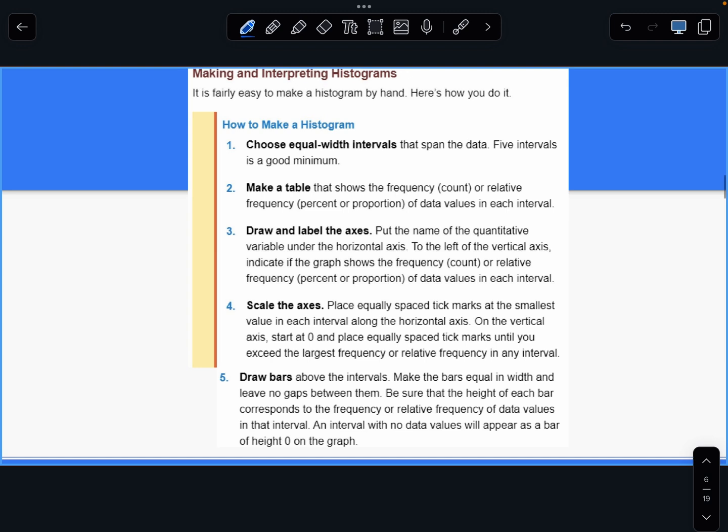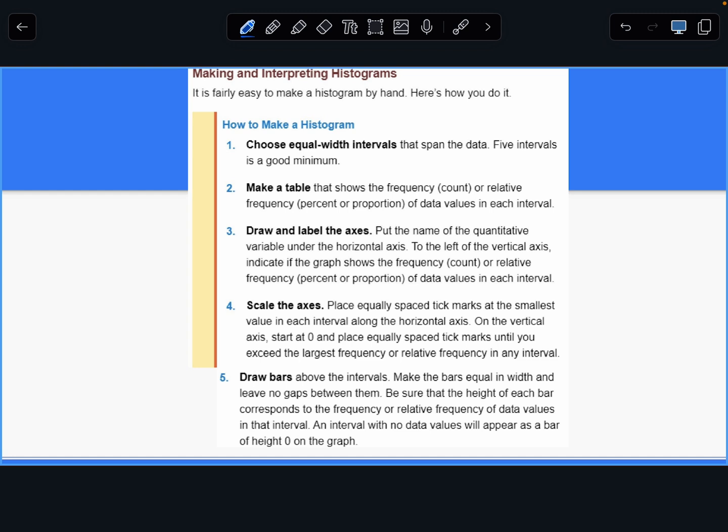When we make and interpret a histogram, this is how we do it. We choose equal width intervals that span the data. Usually the minimum is 5, but depending on your data, you can have more than 5. Then make a table that shows the frequency or relative frequency of the data values in each interval.